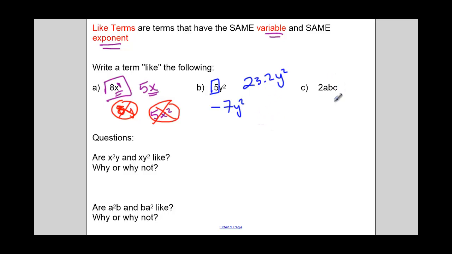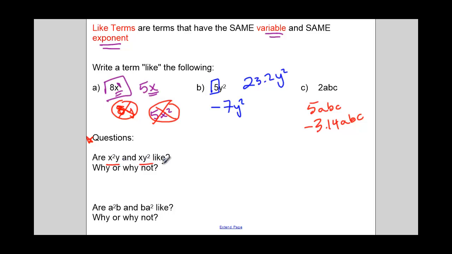With question C, here's a neat thing to consider: 2abc, you could write 5abc. And if you've been picking up on the pattern, -3.14abc would work as well. But if you ponder some of the questions below, maybe we want to ask ourselves, what about 2bca or 2cab? Would that be a like term? Why or why not? So let's think about this.